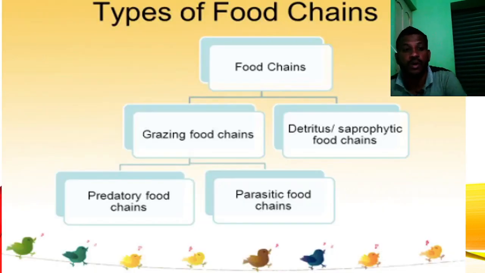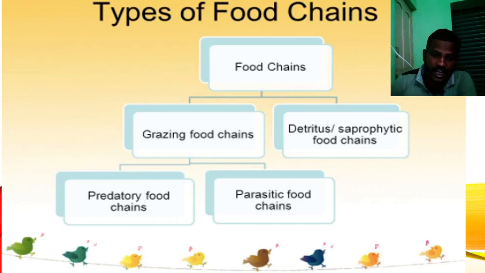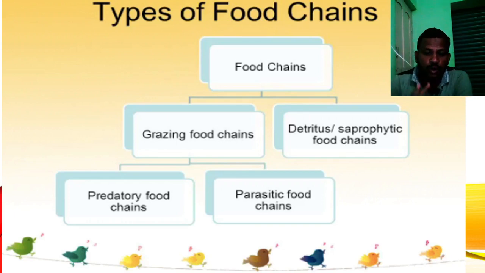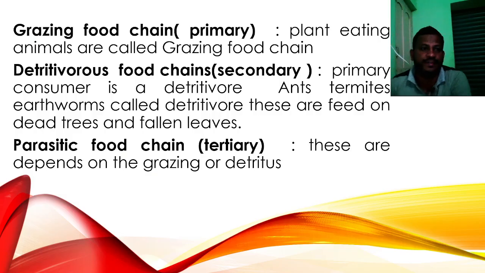Okay, if we move on, we see the types of food chains. There are two types of food chains we mainly see here. One is the grazing food chain, another one is the detritus or the saprophytic food chain. These are the main two food chains. The grazing food chain again includes two types: one is the predatory food chain, another one is the parasitic food chain. Let us see here what the grazing food chain and the saprophytic food chain are.